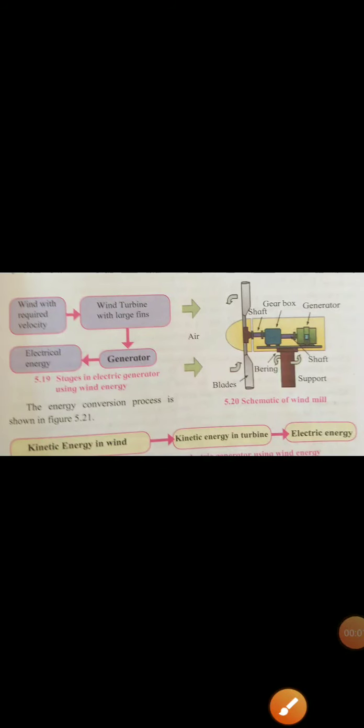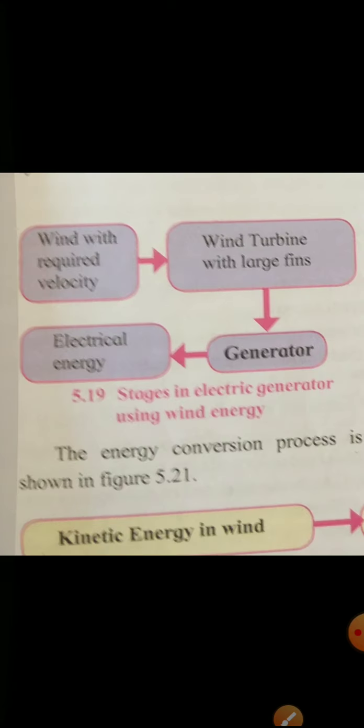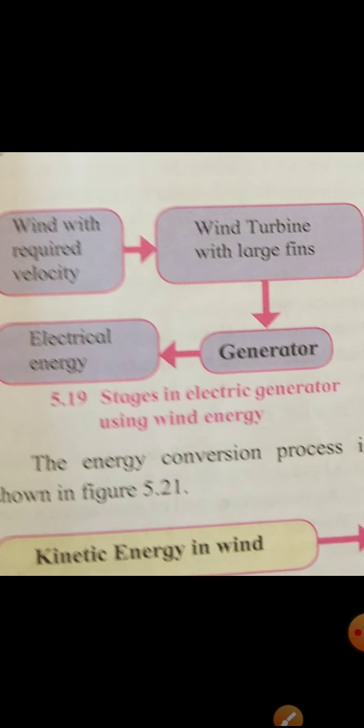Over here, we are studying chapter number 5, Towards Green Energy. Last time we saw the hydropower station. Today we'll study the electricity obtained from the wind. How wind is used to obtain electricity.